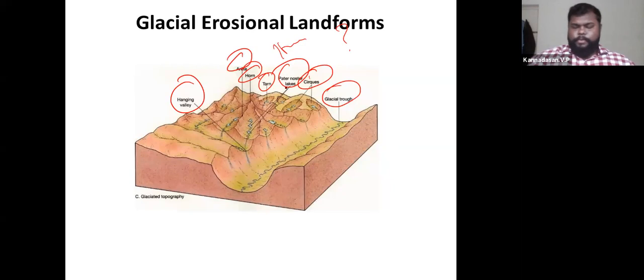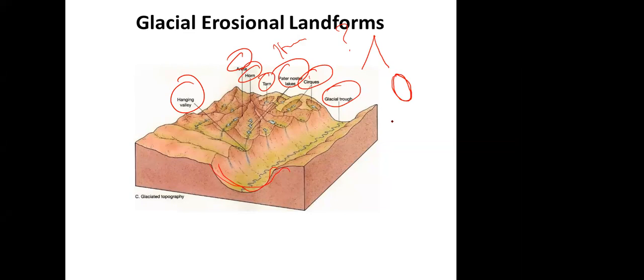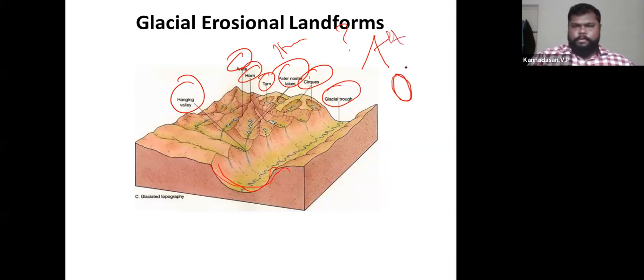From the name itself, I hope you can understand that glacial trough is basically where the glacier goes. Horn, from the name itself, you can understand. Horn means a projected triangle-like structure. This is an erosional topography of glacier. Then cirques. Cirques are a circular, trough-like structure, a small depression on a huge mountain. This is horn, this is cirque.